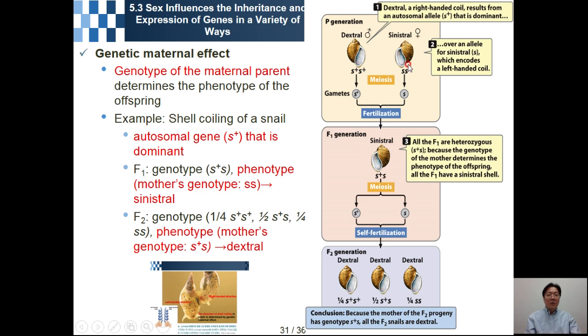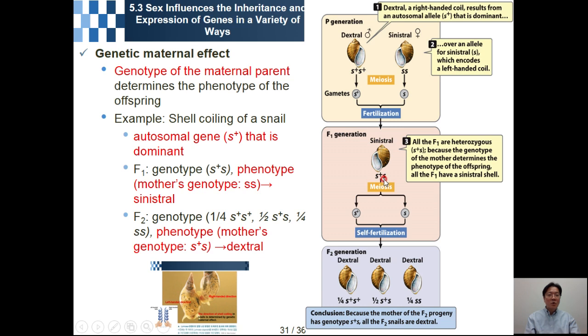Okay. Now it is the parent generation. So the father was S plus, so their phenotype is dextral, right-handed. For example, the mother is small s, and their phenotype is left-handed. After meiosis, the father will make sperm S plus, and the mother will make egg S. After fertilization, their genotype is S plus S.